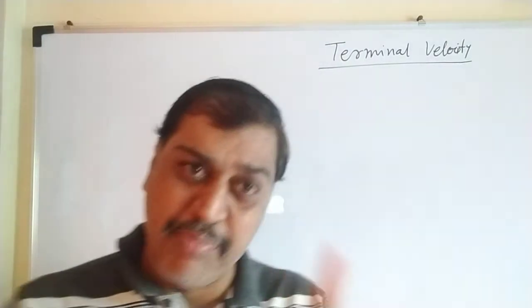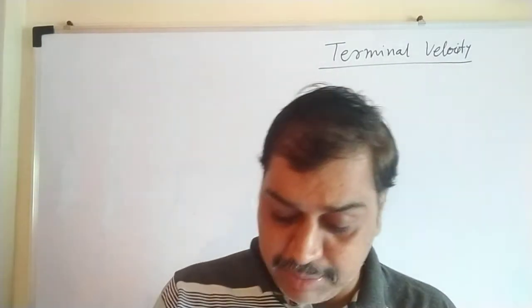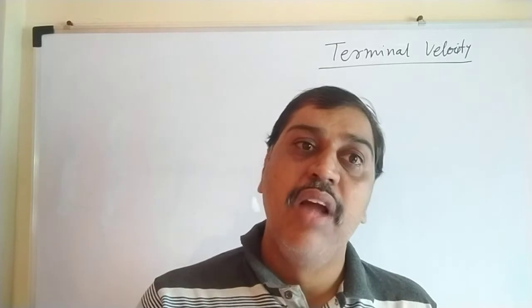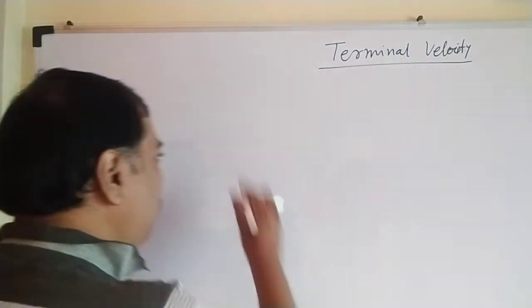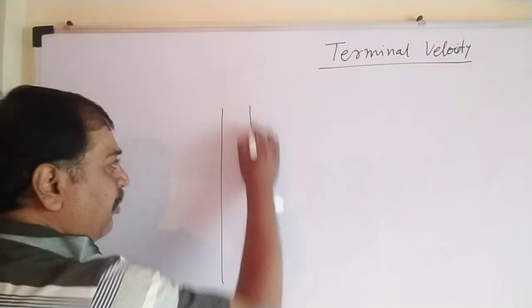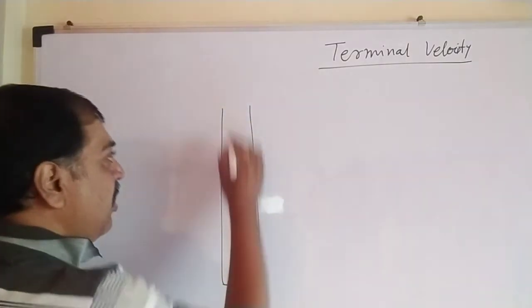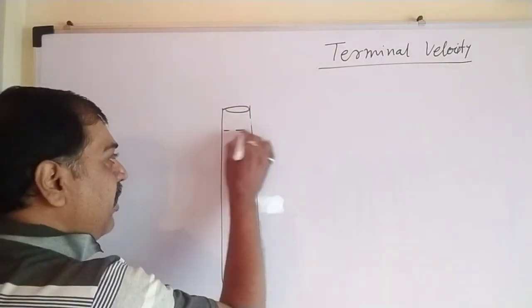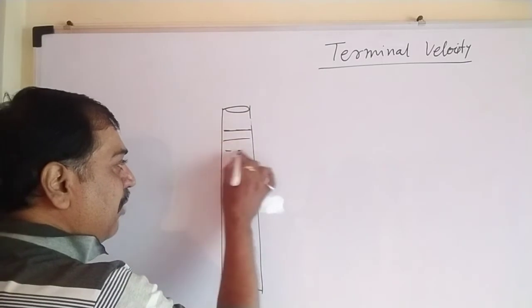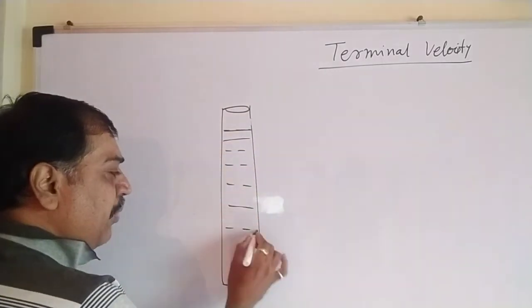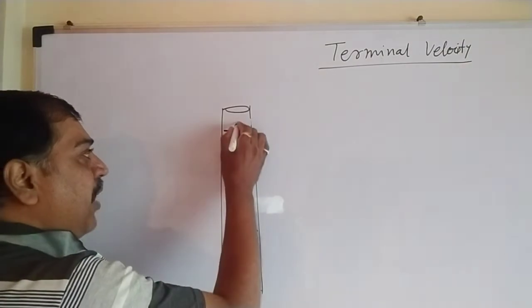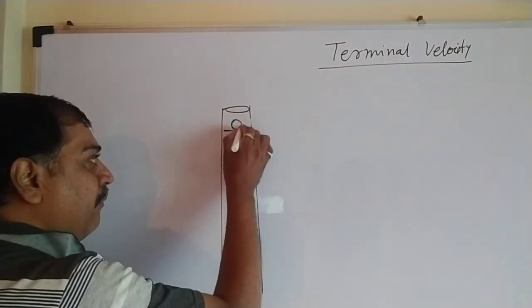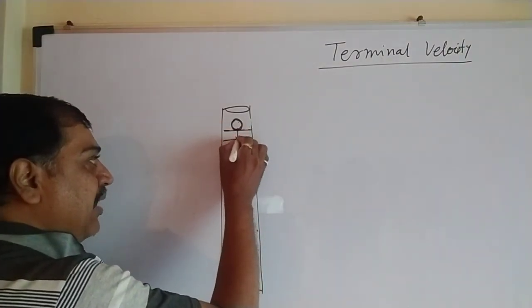Now let's consider the same spherical object. When we drop that spherical object into a viscous liquid, how many forces will it experience? That we have to see. Suppose we have taken a longer tube, and we have filled this tube with some liquid which has some viscosity. We are dropping one sphere into this viscous fluid, so the sphere is dropping inside the liquid.